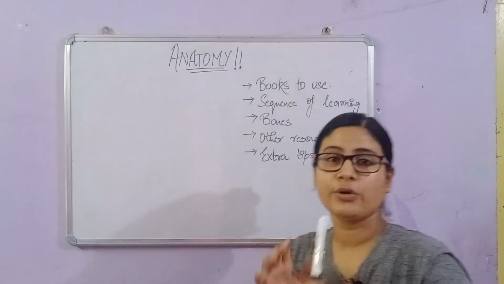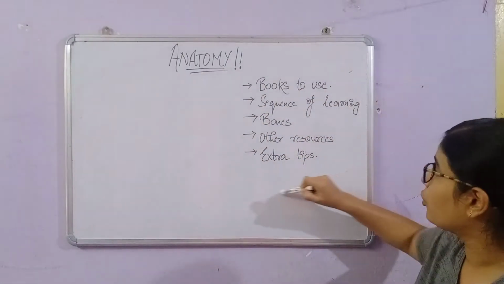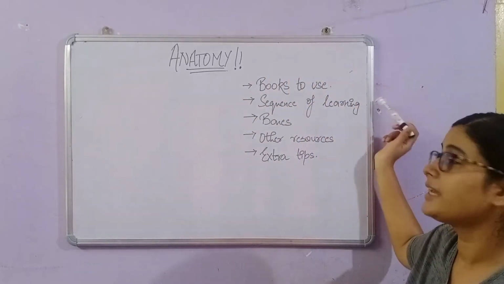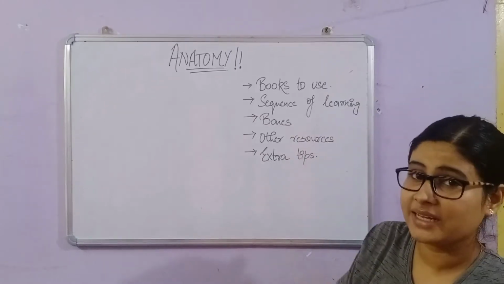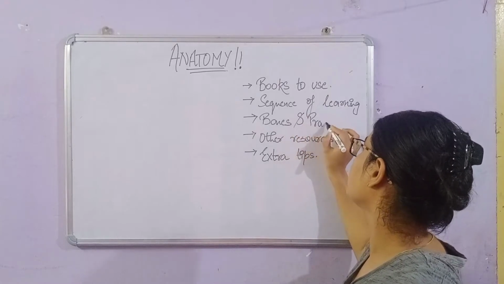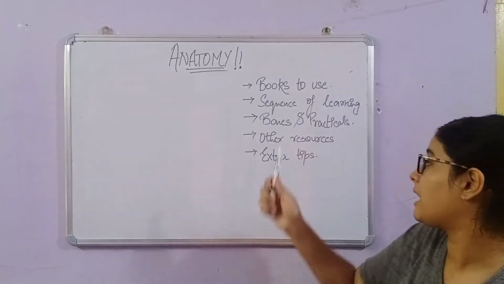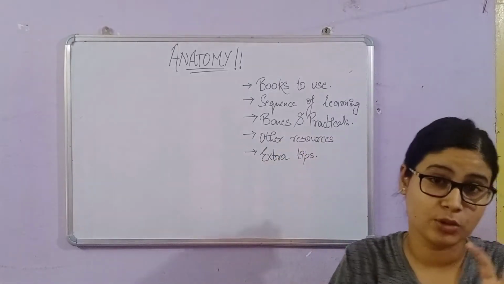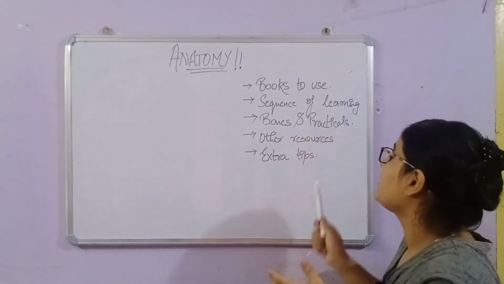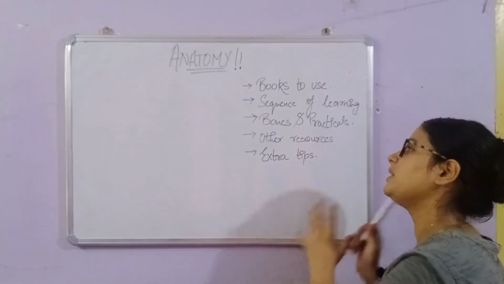In this video, we are going to talk about anatomy, how to study anatomy, and we are going to go thoroughly through these points, which are the books to use, the sequence of learning, bones and practicals, etc. So we will talk about bones and how to study for your practicals and where you can get the bones or where you can buy the bones. Then we will talk about other resources that you can use and some extra tips from my behalf to you guys for making anatomy learning easy.